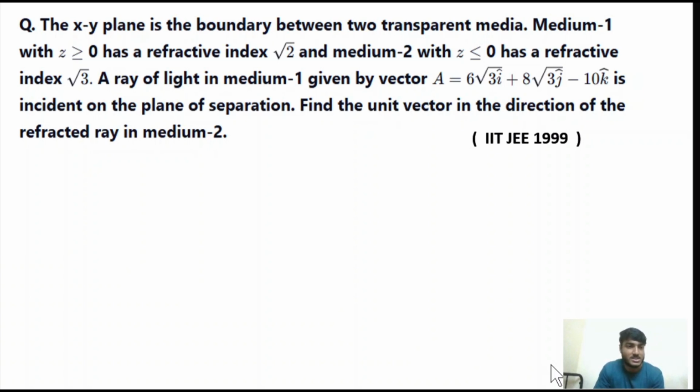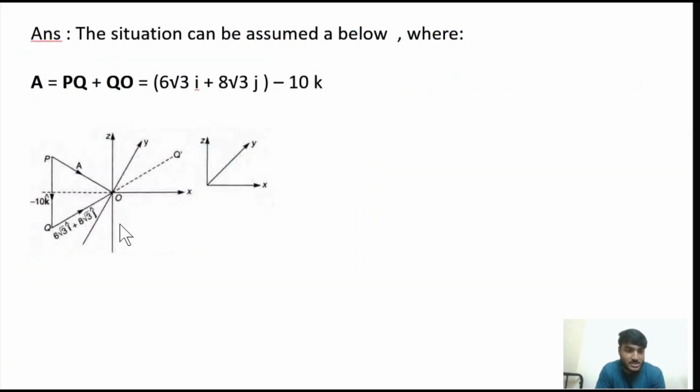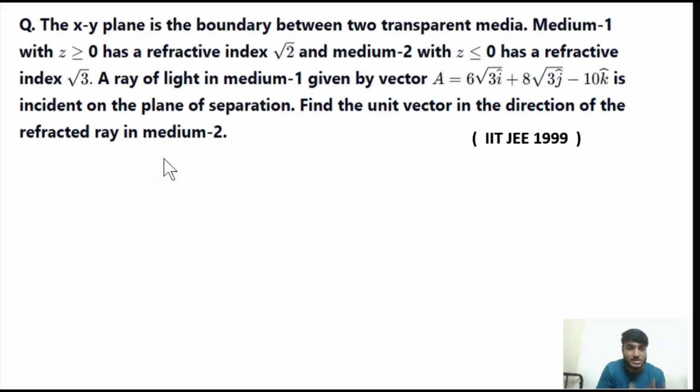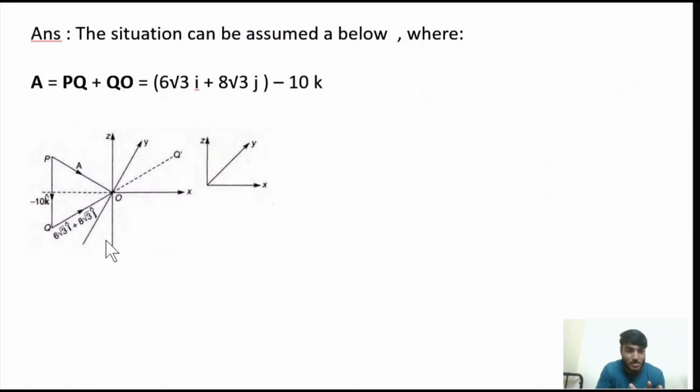So what this question says is we have a situation something like this where the XY plane is acting as an interface between two media. The XY plane actually separates two media. Above the XY plane we have a medium with refractive index root 2, and below this XY plane, that is for Z less than 0, we have a medium with refractive index of root 3. A ray of light given by the vector A is incident on the XY plane. That is, this ray is traveling from medium 1 to medium 2.